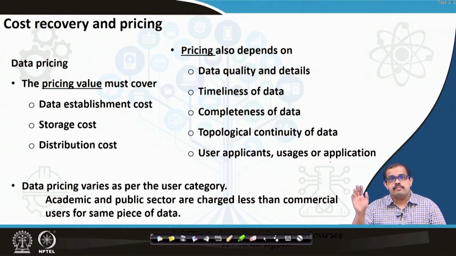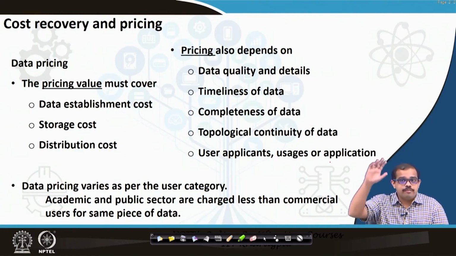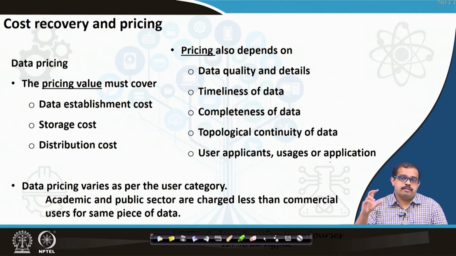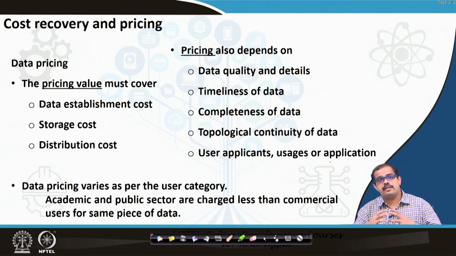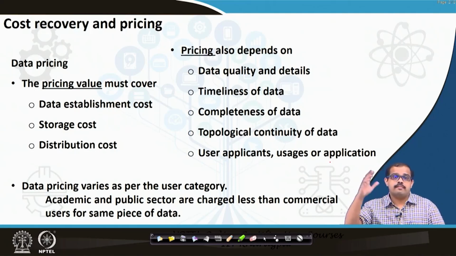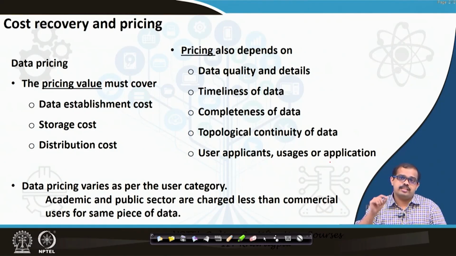When I look at pricing, pricing depends on data quality and details, timeliness of data, completeness of data, topological continuity of data, and the applications for which users will use that particular data. So all of these things are considered when you are looking at pricing, okay. So it can be different for user categories. For example, in India the academic and the public sector are charged less, whereas commercial users who use the same piece of data buy it at higher prices. So it depends on what kind of users there are, okay. So there are certain relaxations for academic and public sector users, okay.